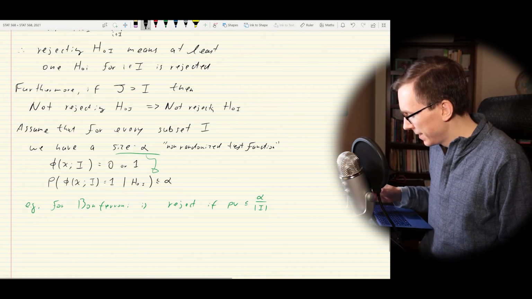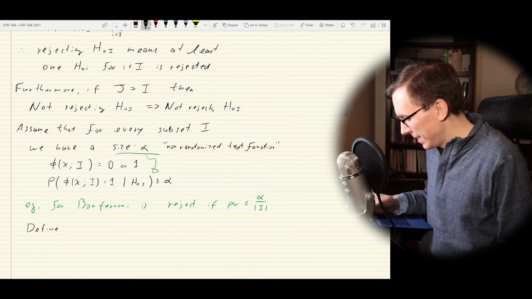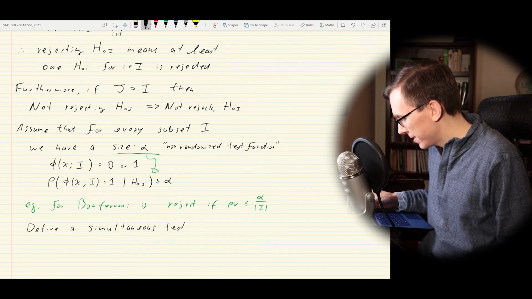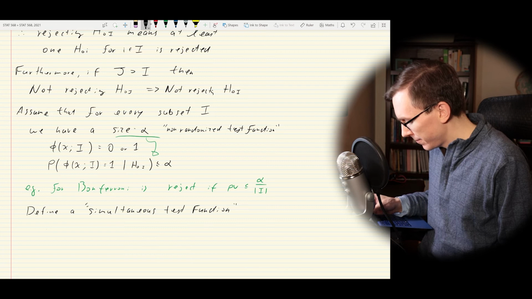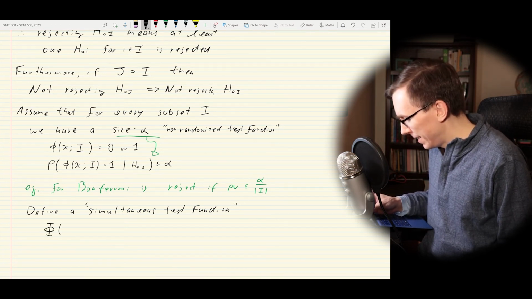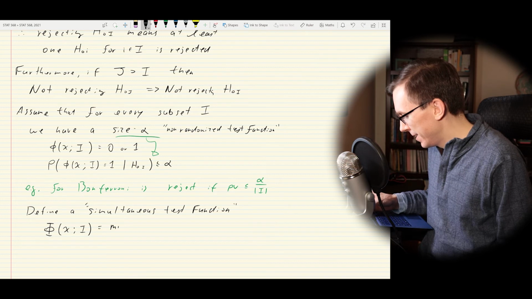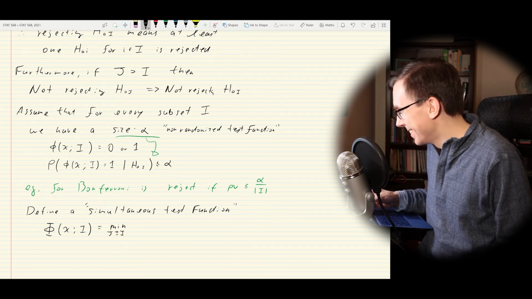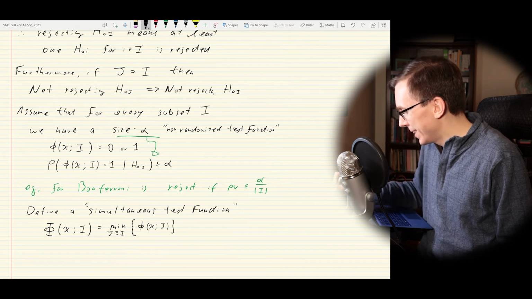Because then we can define a simultaneous test function, which is going to be capital Phi, and capital Phi of x; I says return the minimum over, I guess, all J that contain I of phi of x; J. This is terrible notation, right? I mean, it's clean, but it's just a lot.